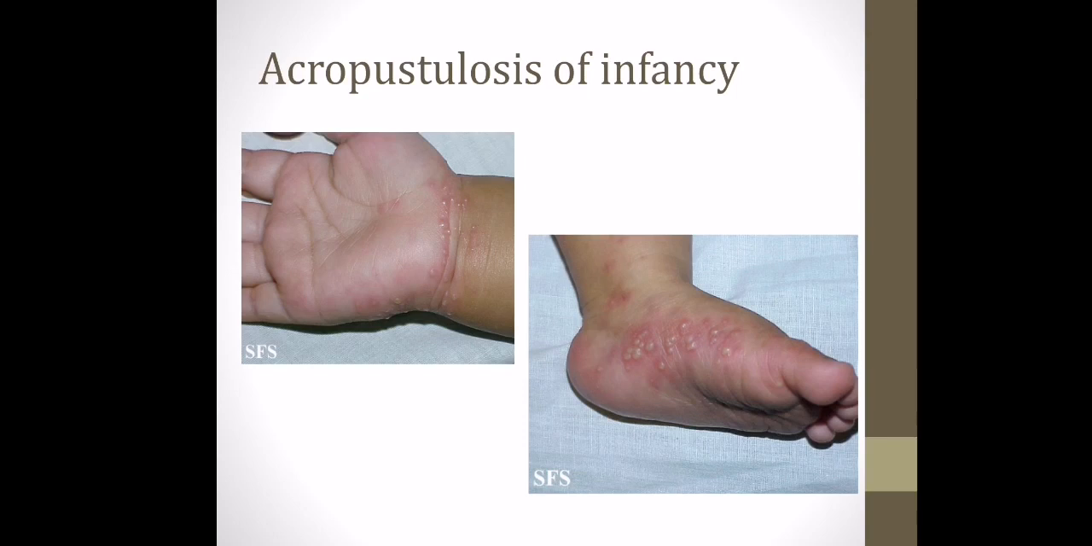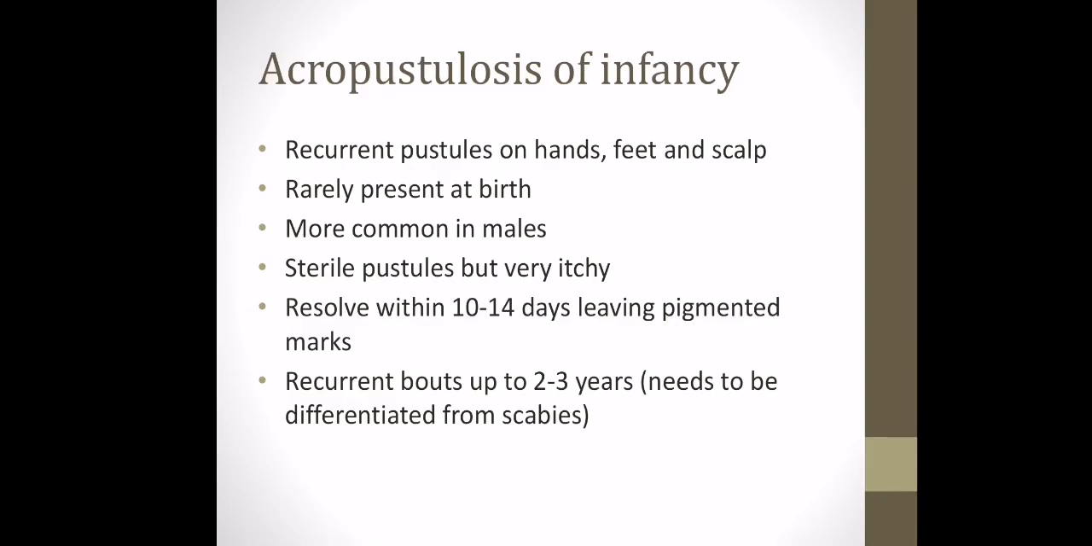First up is acropustulosis of infancy. As you can see, there are vesicles and pustules there. Mostly pustules on the hands, feet and scalp are seen. They're rarely seen from birth and they can be quite itchy. They usually resolve within 10 to 14 days. However, they can be recurring. So if a baby had this, make sure the parents are aware that this could recur up to the age of 2 to 3 years old.